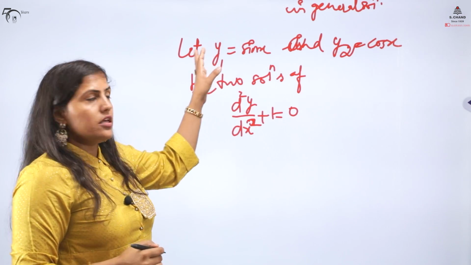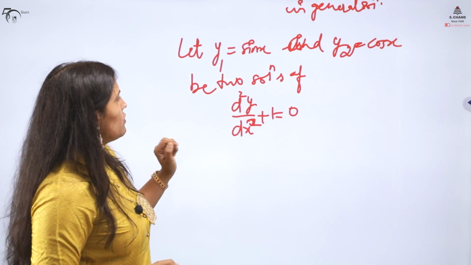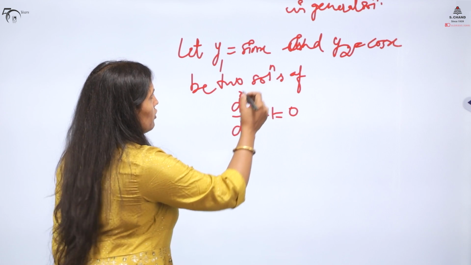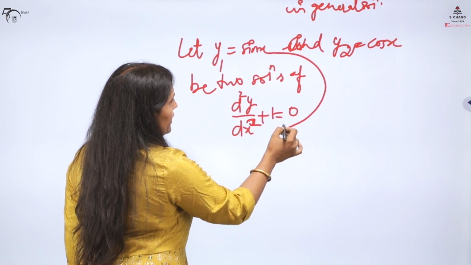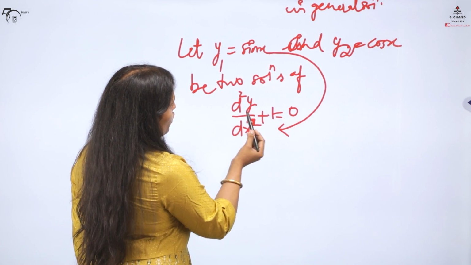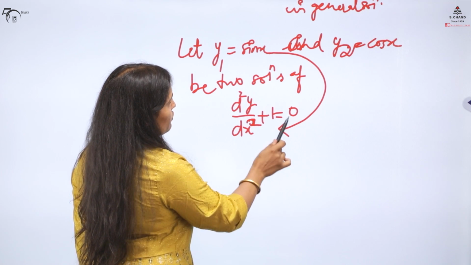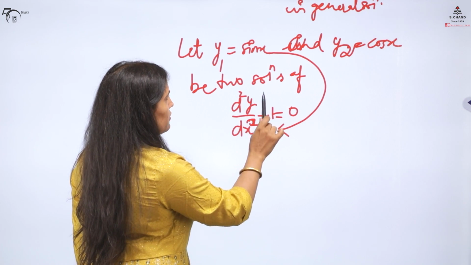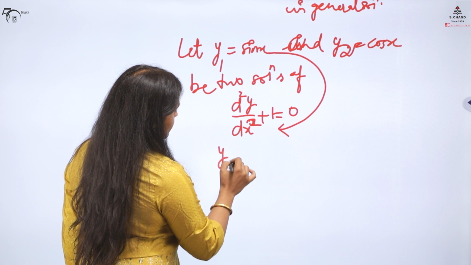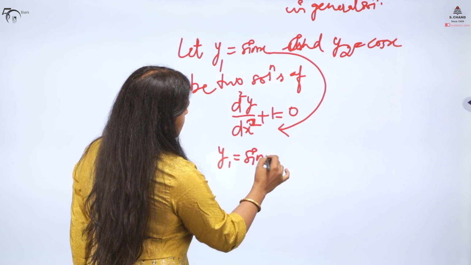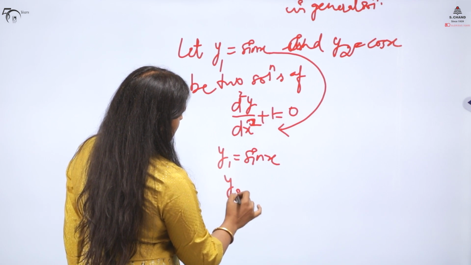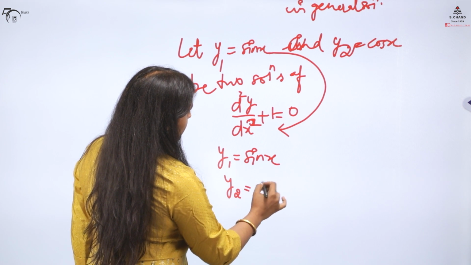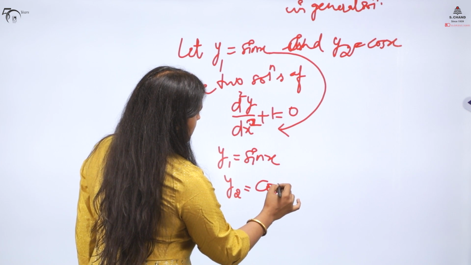I am saying that these two solutions are solutions of this differential equation. You can check also. How to check? Then I will check the linear independence and dependence. What to do? If this is a solution of this equation, it means it is satisfying this equation. So y1 is sin x differentiated. So the second derivative will be cos x.